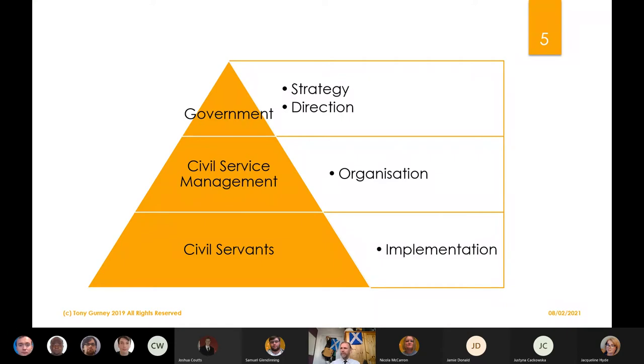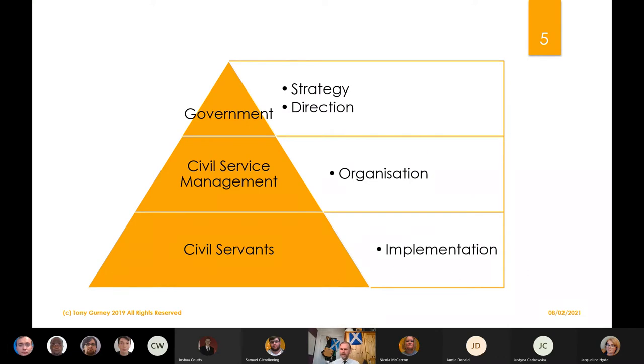So you get this kind of pyramid structure in every organization. So a government sets a strategy. The government says, we want to inoculate the whole population. Well, that's great, but how do you do that? Well, underneath the government is a civil service management whose job it is to go out and buy vaccines, set up vaccination centres, train people to give the vaccine, send out letters saying it's time. All of that kind of stuff needs organized. And then that will then be implemented. So in government circles, it's a government, then a civil service, and then civil servants. But the same things apply.